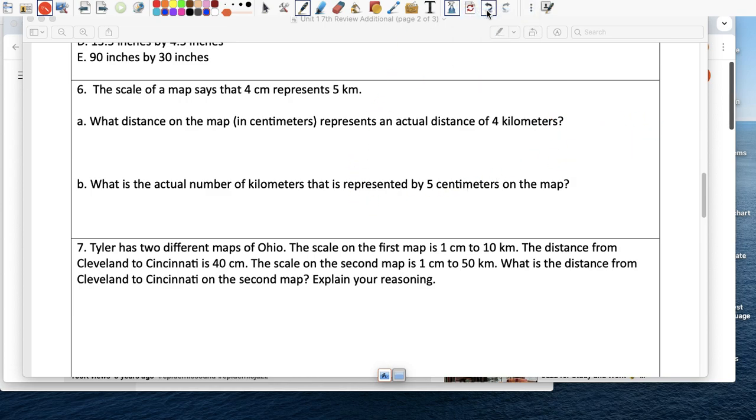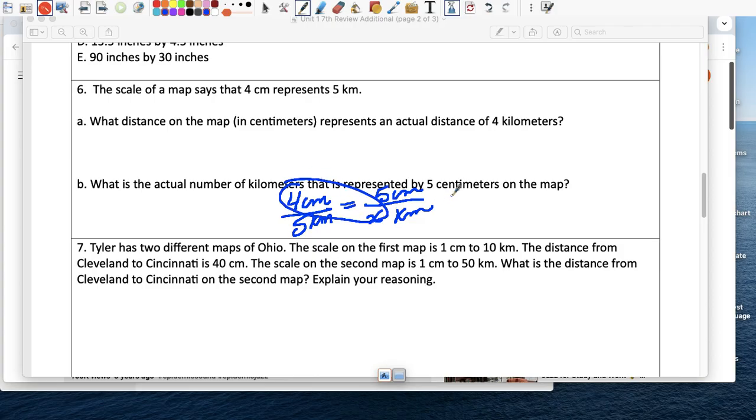What's the actual distance in kilometers that is represented by 5 centimeters? So if you drew 5 centimeters on your notebook, how many kilometers do you represent in real life? Well, you use the scale. So 4 centimeters, 5 kilometers. What if I have 5 centimeters? How many kilometers would that be? Here I'm going to put x.